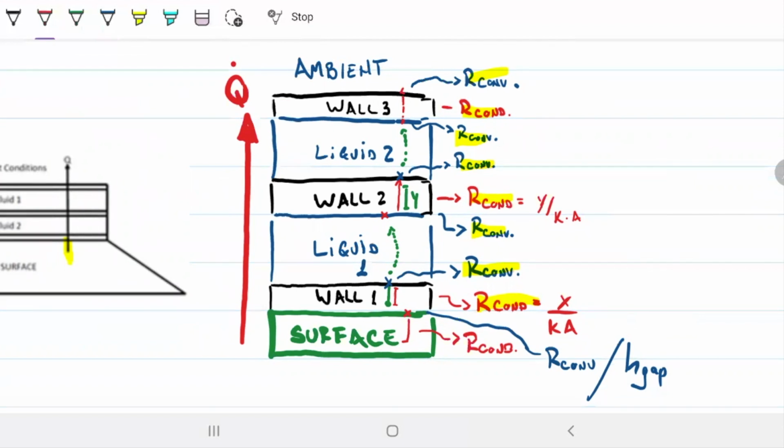How many of them are due to conduction? 1, 2, 3 walls. Due to convection, 1, 2, 3, 4, 5 minimum. So again, a quick question to solve, but a good question to get our heads around the theory of the thermal resistances. Do you have any questions?